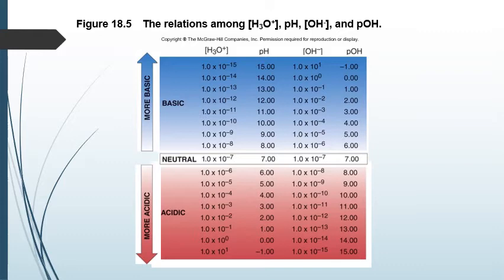You'll notice that my pOH scale is flipped, where now the most basic has the -1 and the most acidic solution has the 15. Notice, however, that the relationship still holds true: 14 equals pH plus pOH. So you'll notice I have -1 and 15. They still add up to 14. 14 and 0, 13 and 1, 10 and 4. All of them will add up to equal 14.